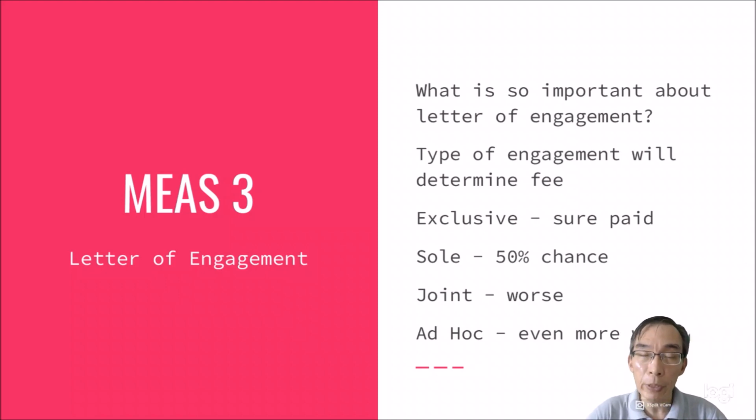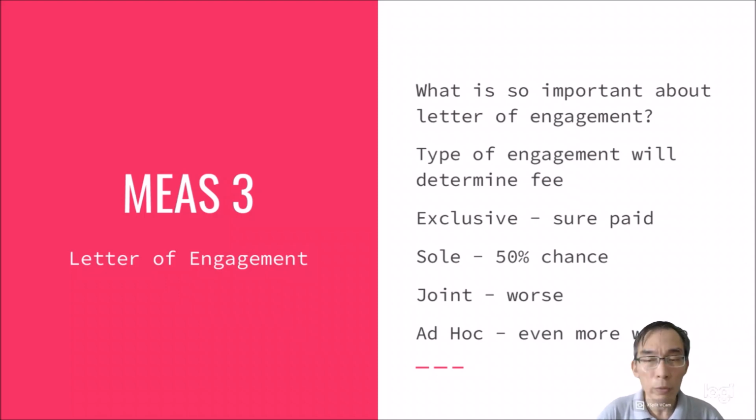So this is the purpose of MEAS 3 mentioning about importance of the letter of engagement and the type of engagement. Because if you are jointly appointed or you are sole appointed, then you cannot take this letter and claim, because there is no exclusivity in the position of a law to protect the agent. So I will put it as exclusive means sure paid. Sole means you have 50%, because between you and the owner. Because if you did not bring the purchaser and then the owner somehow can prove that he actually got the purchaser himself, he doesn't need to pay you.